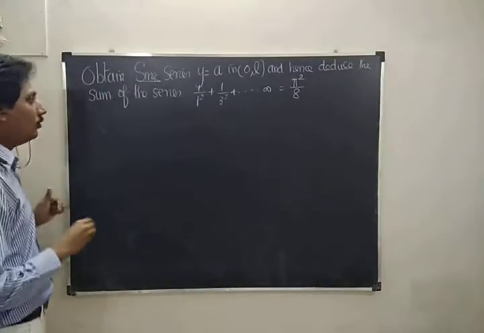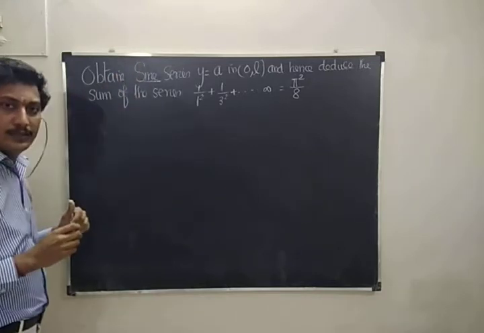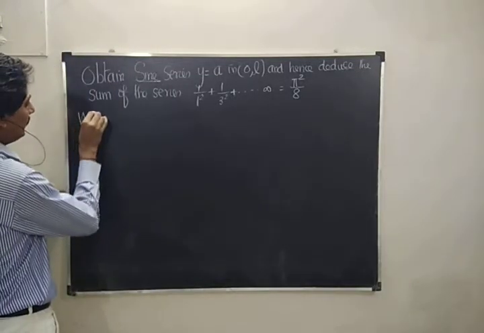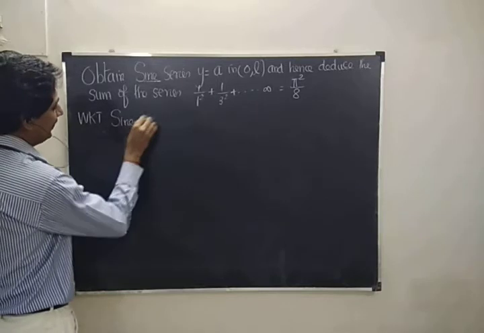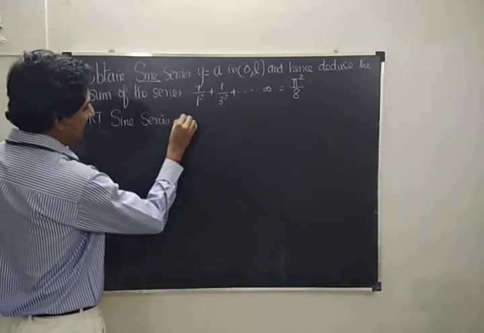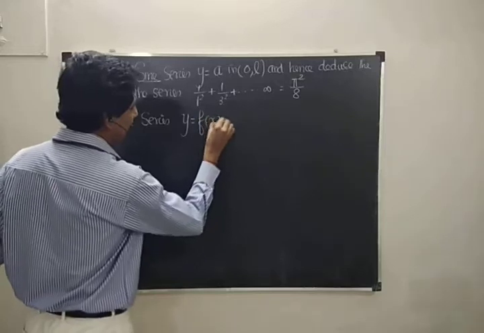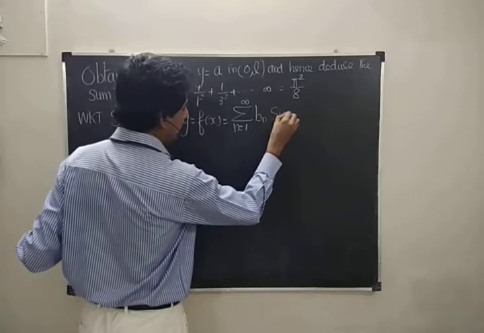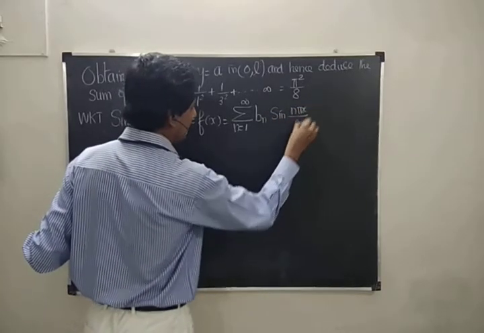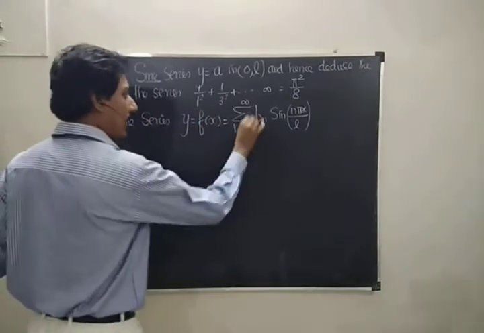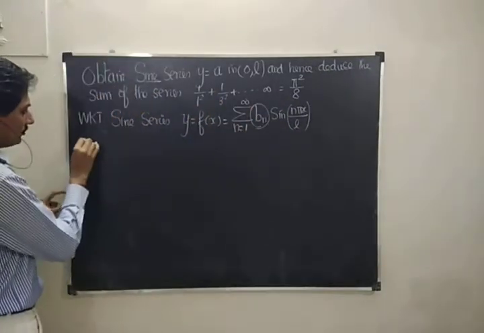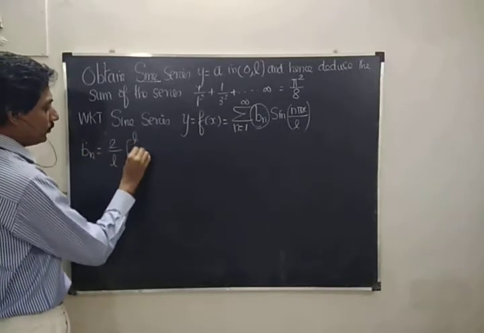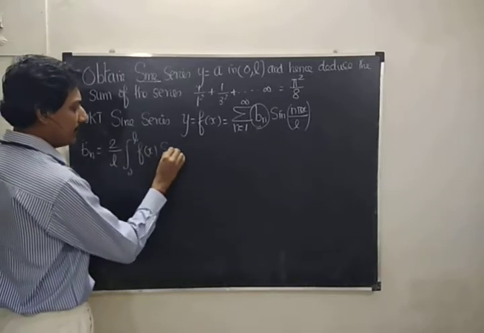Let us see how we are getting the sine series first. Then let us try whether this series is possible. As we know, what will be the sine series in the interval 0 to L. In the interval 0 to L, the Fourier sine series is sigma n equal to 1 to infinity bn sin n pi x by L, right? So in this Fourier sine series, I need to get the bn value, and we know that the bn value is 2 by L integral 0 to L f of x sin n pi x by L.